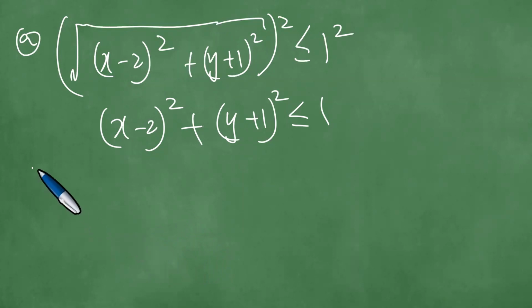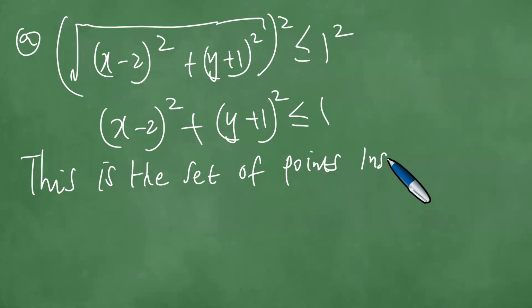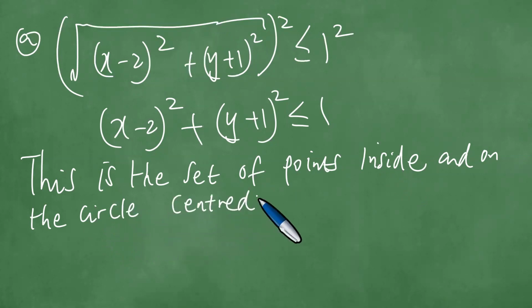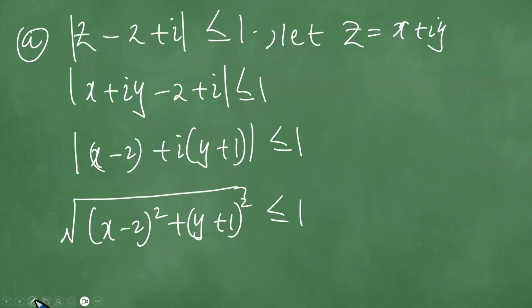Okay, so this is the set of points inside and on the circle centered at the point, right, sorry, it's centered at the point 2 minus i. This is positive 2, and this becomes a minus 1, so 2 minus i. So yeah, or we can take it from here.